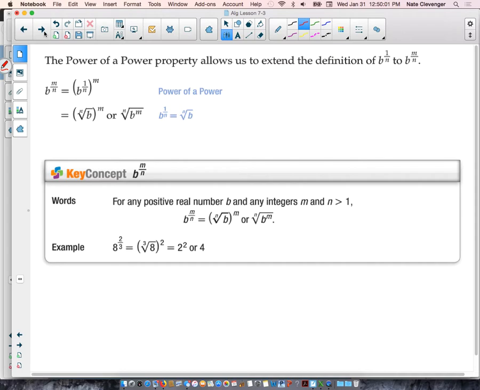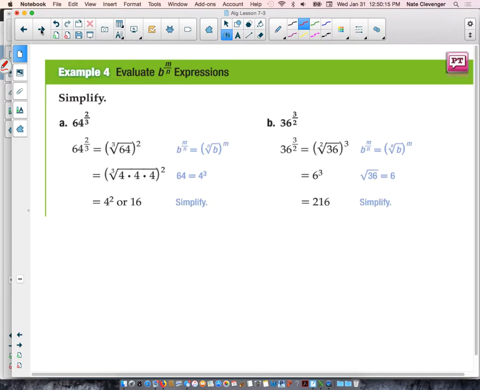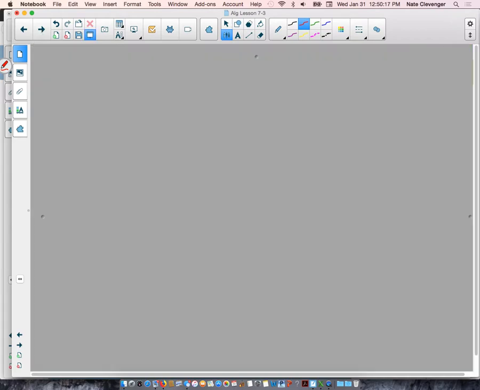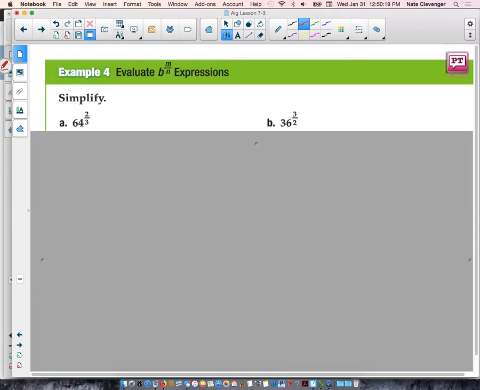All right, moving on. The power of a power property. There are 2 different ways. I've already kind of explained this part with you too, and I'm going to show it 2 different ways. So we want 64 to the 2/3 power. One way you can look at that is taking your 64, squaring that, and then taking the cube root of all of that.